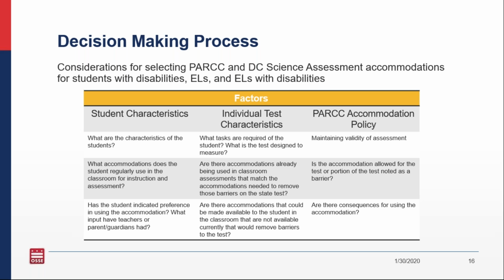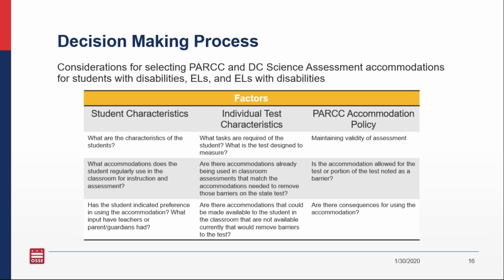After you identify the student characteristics, you have to identify the individual test characteristics. So what tasks are being required of the student? What is the test designed to measure? Again, what is the test asking the student to do? If they're solving mathematics problems, will they require the use of a calculator? Is that a part of their IEP? Will they benefit from a calculator, or will it hinder them?